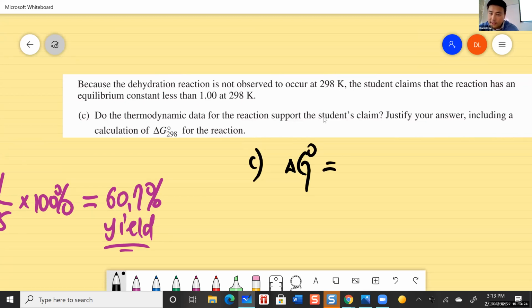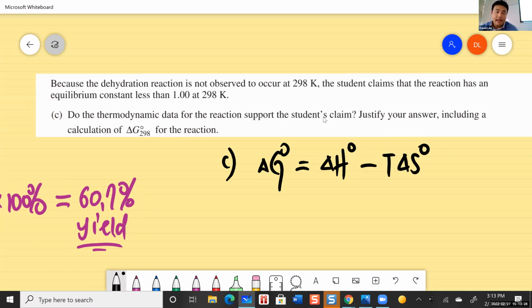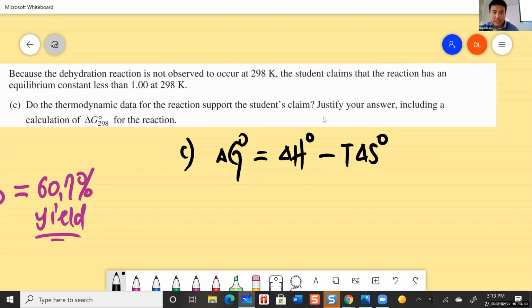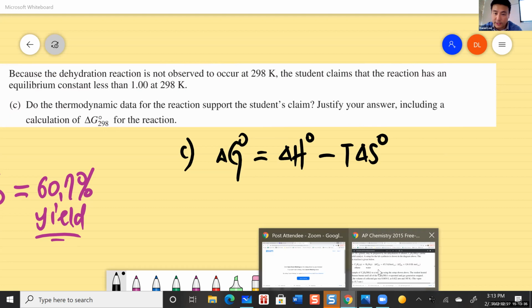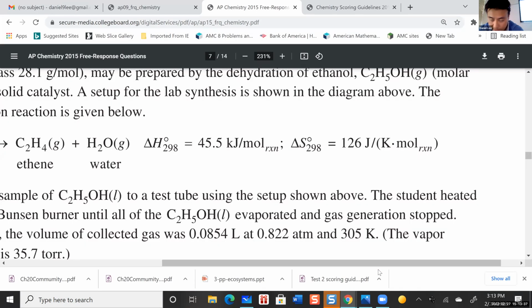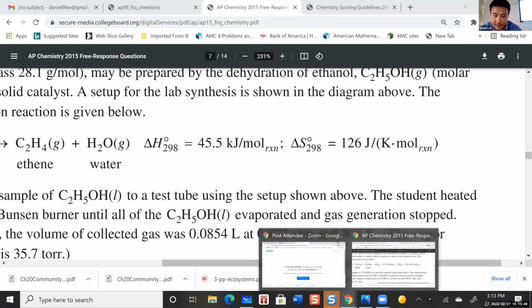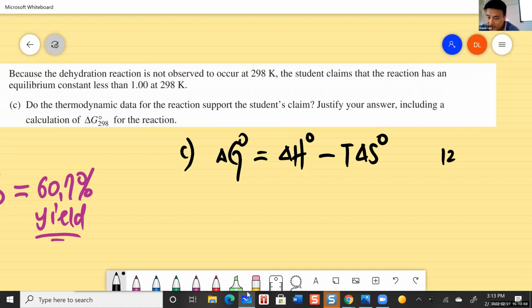Make sure you put temperature in Kelvin, and your S has to be in kilojoules, because if you look at the S that we're given, it's not kilojoules, it's the wrong unit. It's 126 joules. So you're going to divide 126 by 1,000. And delta H is 45.5 kilojoules. That's fine. Don't forget to do that. That's what you have to plug in.